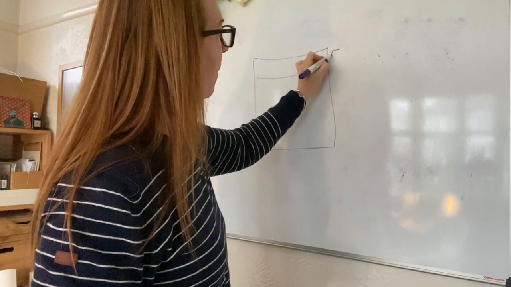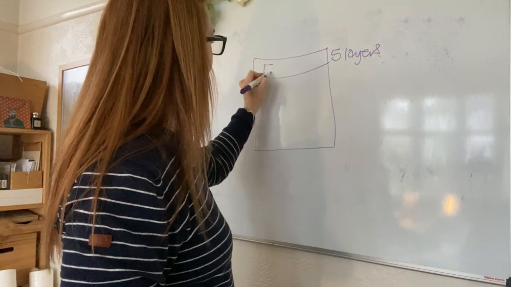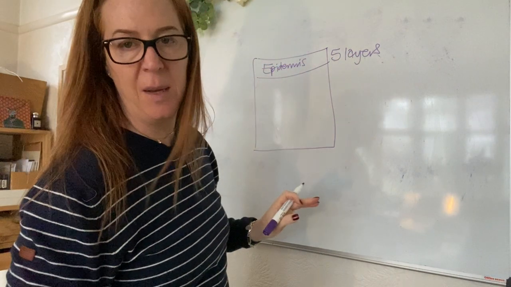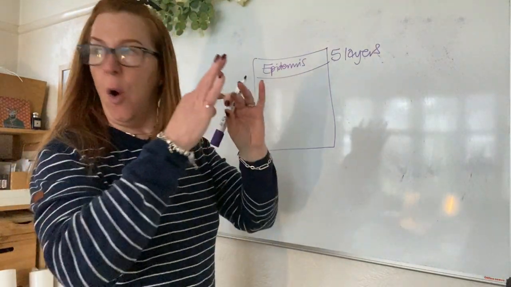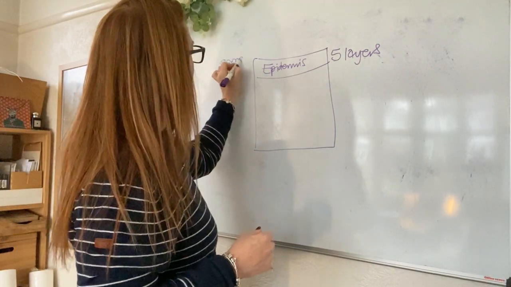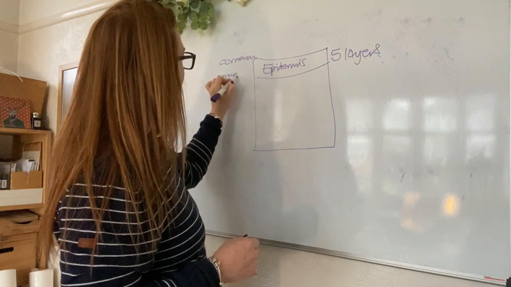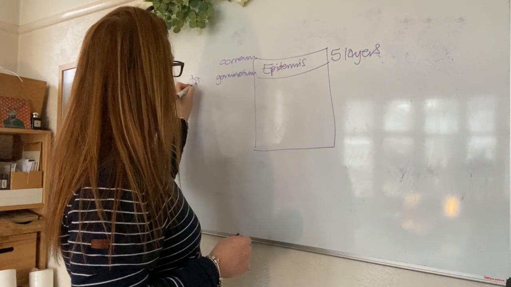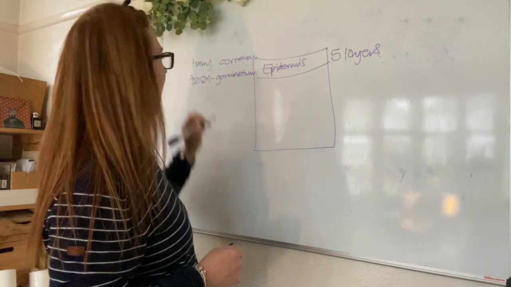But the top, if you remember, has 5 layers, the 5 layers of the epidermis. The ones that I think are important for us to know are the top, the stratum corneum, which is the top layer, and the bottom layer, which is the stratum germinativum, the basal layer. And this is called the horny layer, which is the top layer.